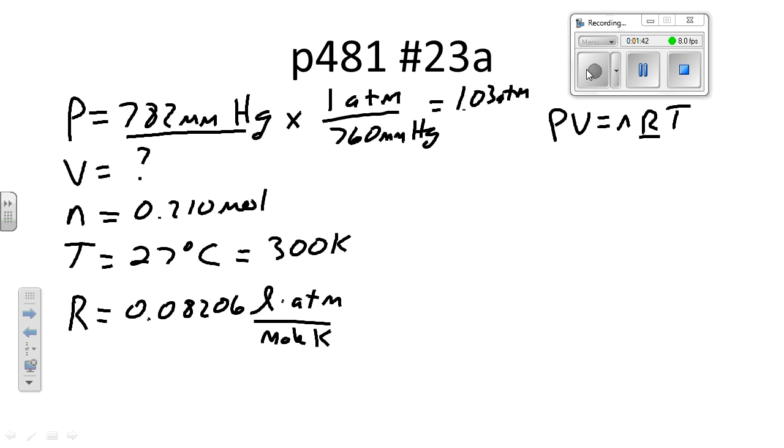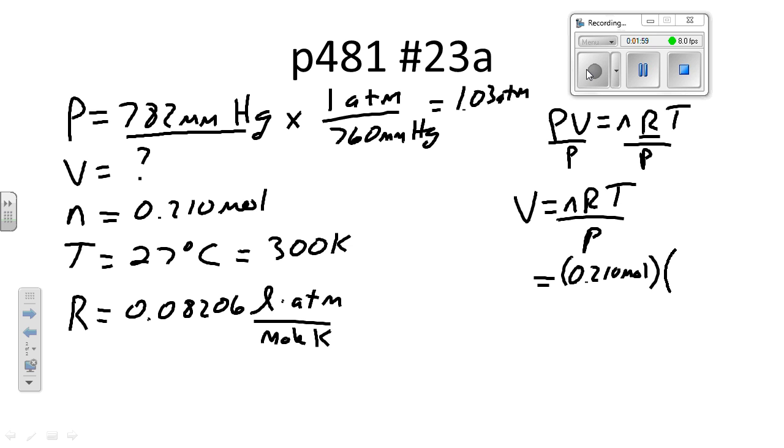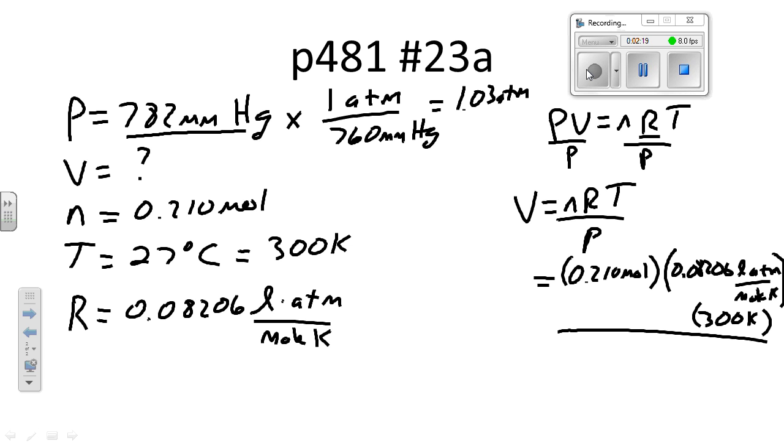And then over here, we now know everything but V, so let's divide both sides of this by P, which leaves us V equals nRT over P. I'm going to be a little crowded here, but let's put these numbers in. 0.210 moles times R, 0.08206, liter atmospheres over moles and kelvins. And that's also multiplied by T, which is 300 kelvins. And then all of that is on top of the pressure, which we figure to be 1.03 atmospheres.